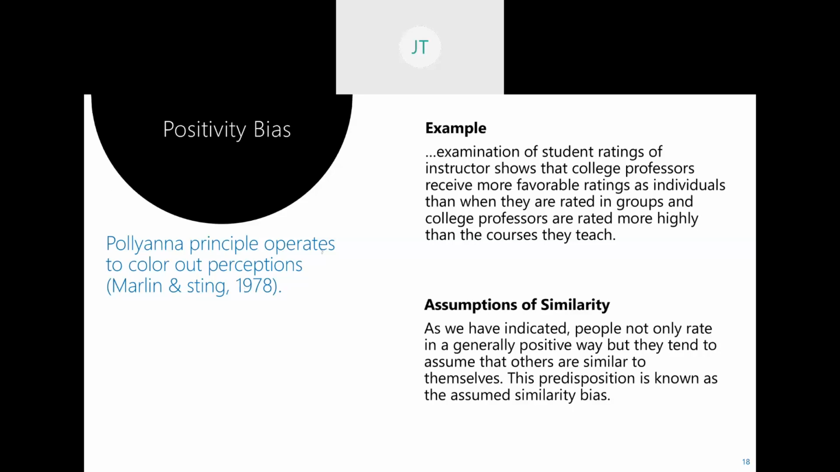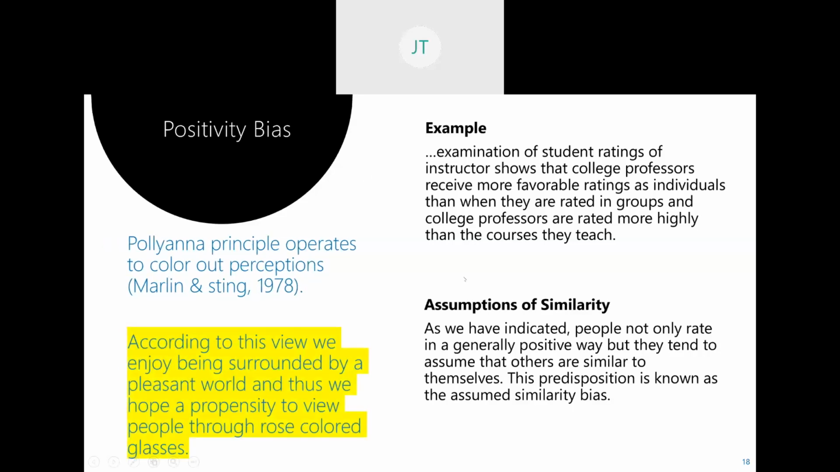So the Pollyanna principle operates to color our perceptions. According to this view, we enjoy being surrounded by a pleasant world, and thus we have a propensity to view people through rose-colored glasses, which means we just want to make everything around us look pretty, right? We even color the fact, make it look all good around us. So that is what we go towards. That is what our impulses are, right?